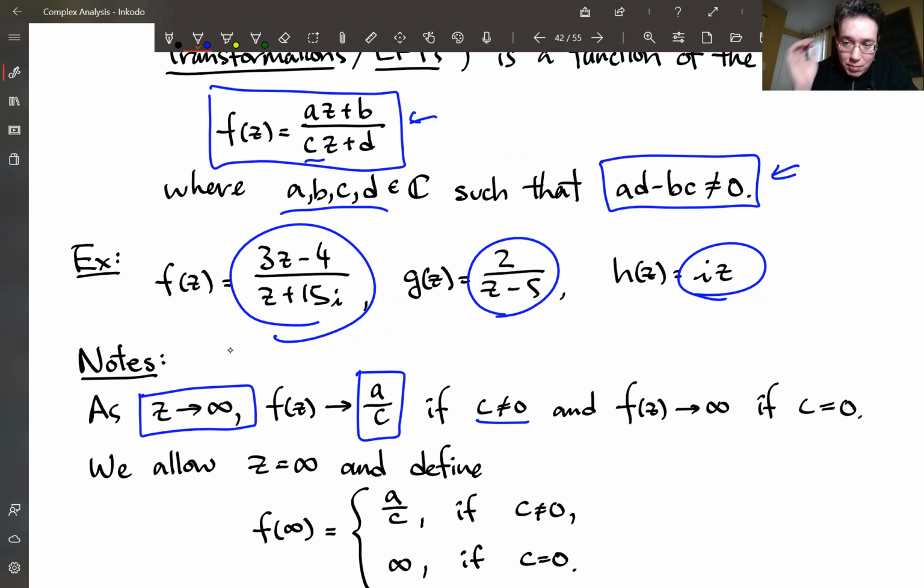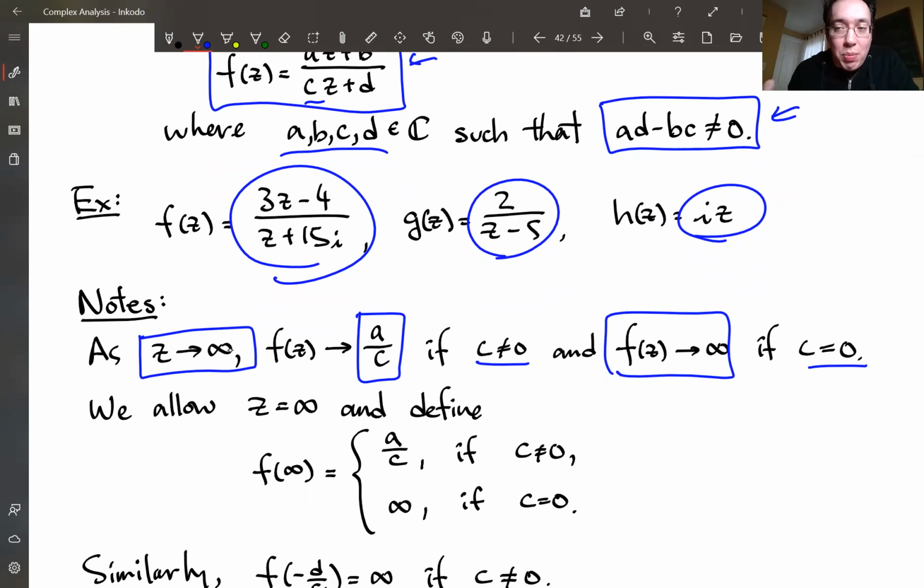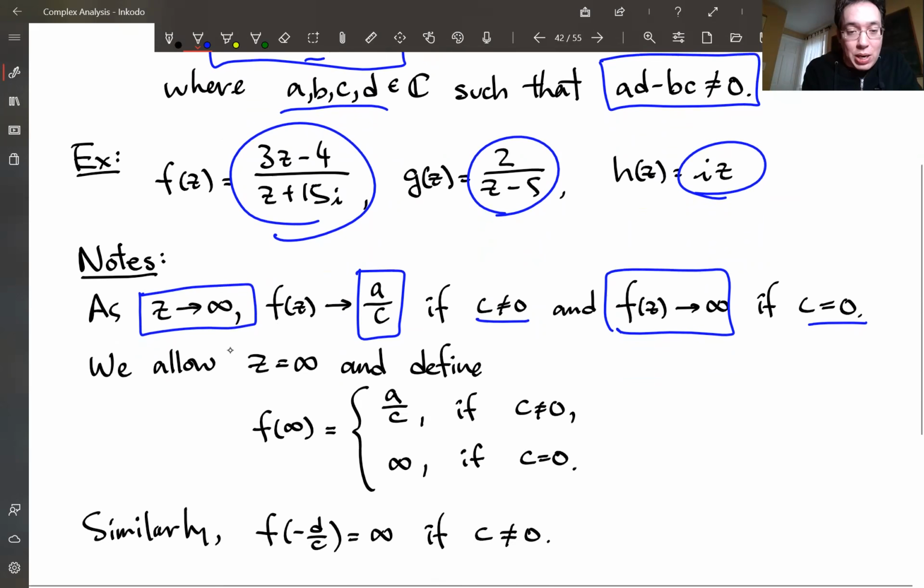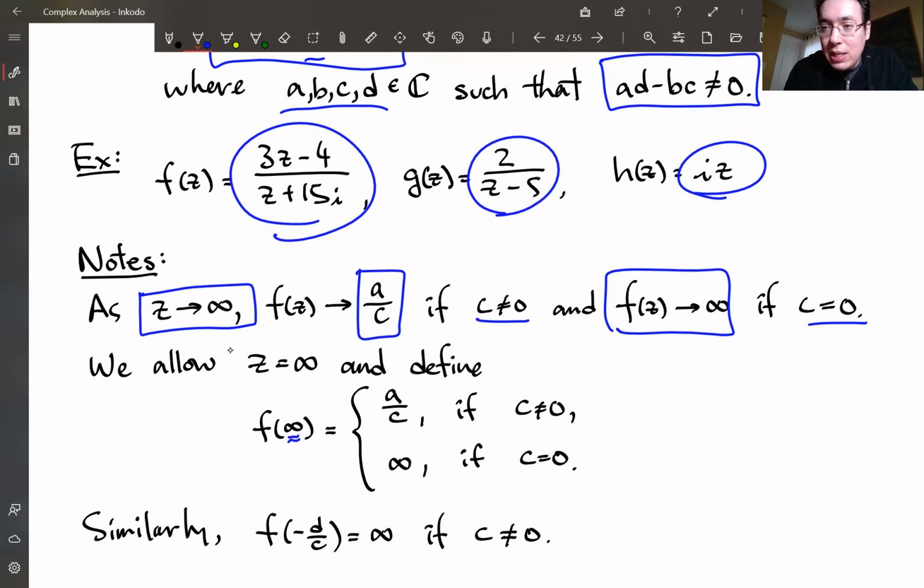If c is equal to 0, then you just have a linear function, so that blows up as z goes to infinity. So we're going to define this function at infinity. We're going to pretend infinity is a number we could just plug in. You could recompute it as a limit if you like, but we'll write f of infinity to mean either a divided by c if c is non-zero, or infinity if c is equal to 0.